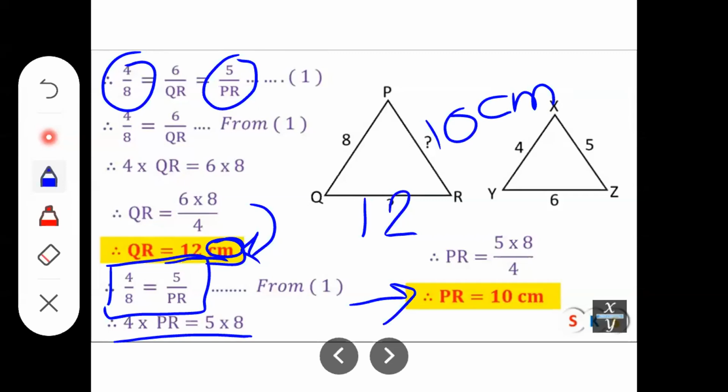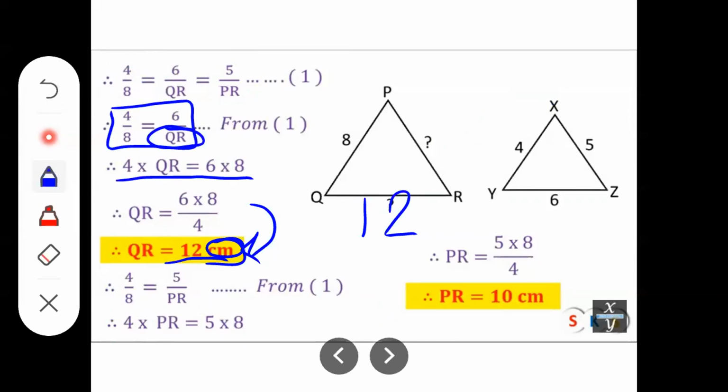Understood how to find the values? Just write the side proportionality ratio, then put in the values. And whatever value we have to find, take that particular ratio along with the completely given value.